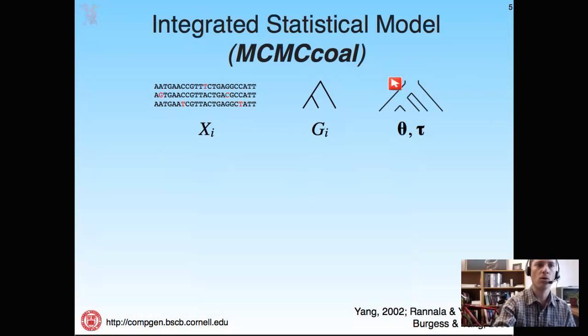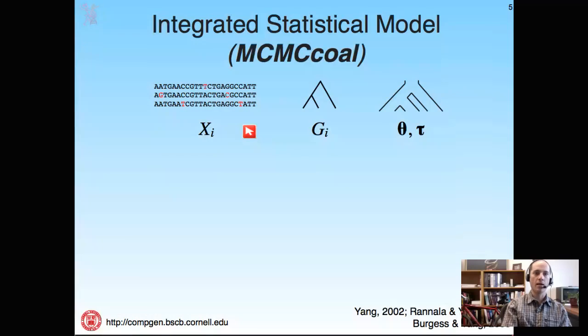So MCMCcoal makes use of these two objects, the alignments per locus and the population phylogeny, but then it makes use of a third type of variable, which is actually a latent variable. It's not fixed throughout the analysis. It's treated as a random variable that's sampled by Markov chain Monte Carlo methods. And these are individual genealogies per locus. So the method essentially samples over possible genealogies at each of the loci of interest, effectively integrating them out as a nuisance variable in the analysis.